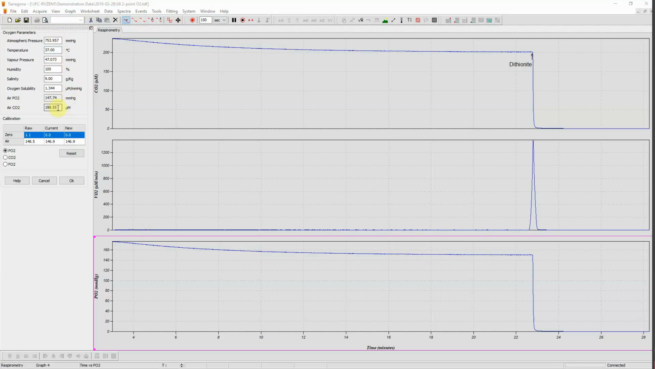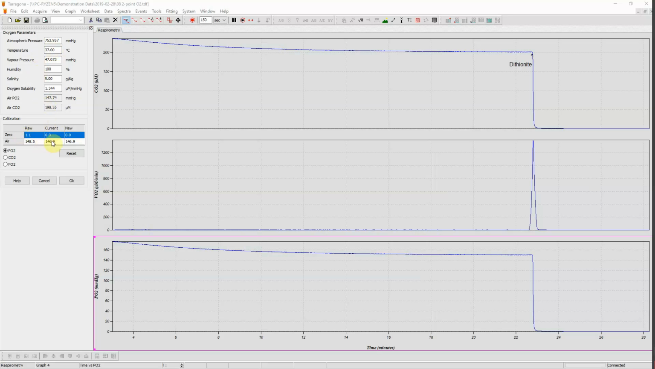To calculate the oxygen concentration you need the PO2 and the oxygen solubility, and the solubility depends on the salinity and the temperature. Look at the help file for a reference to find out how these are calculated. So we can now talk about the calibration.